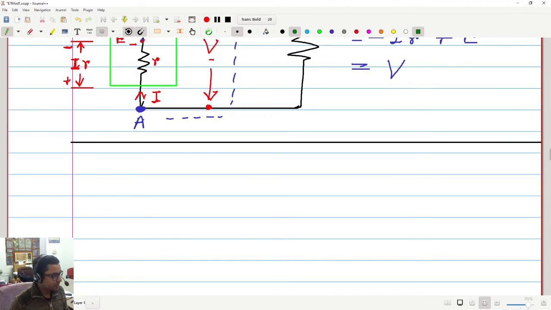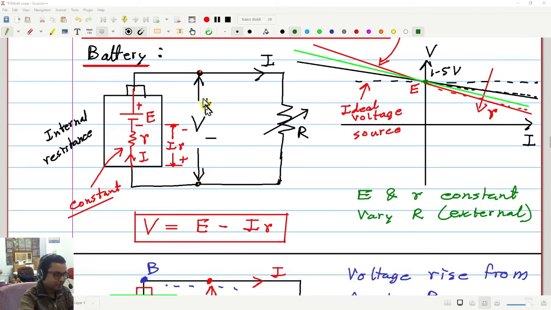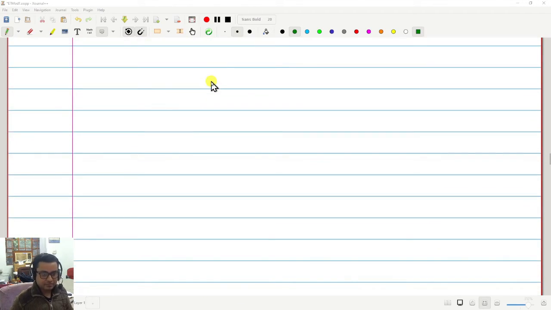Sir, when we purchase a battery, say a 3-volt battery, is the 3 volt the EMF of the battery? 3 volt is the EMF, or you can say this is the terminal voltage when there is no current. If the current is 0, then that will be 3. Okay, fine. Acha.